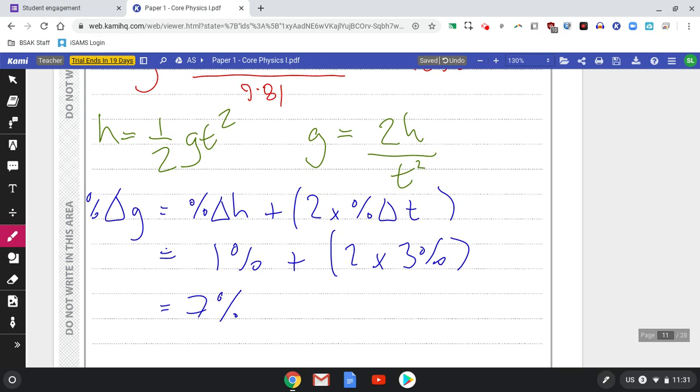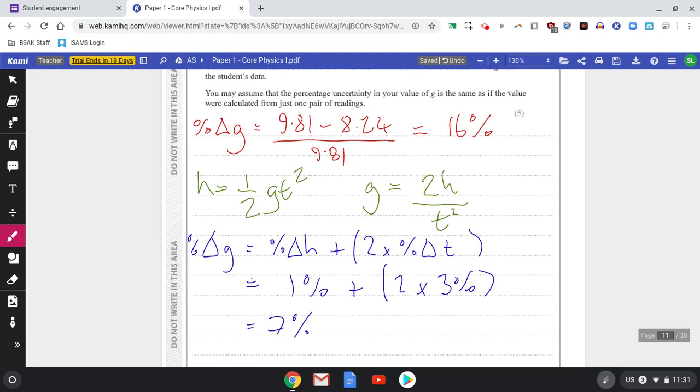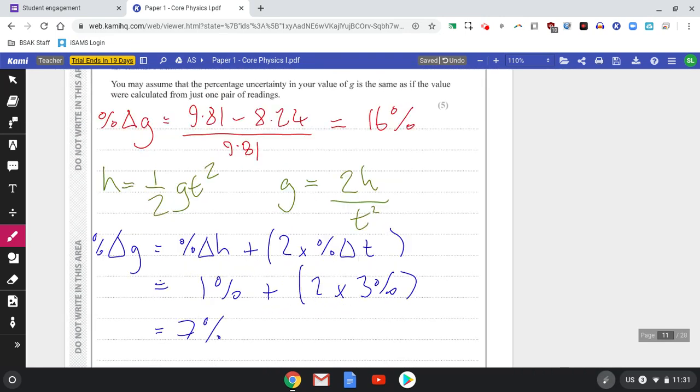Right, comment now. We've got a percentage difference of 16%, but an uncertainty of only 7%. So we're not quite there, are we? We're significantly off. So an obvious comment would be there's other uncertainties in this practical that we have not taken into consideration and that we maybe want to look at to improve our method.